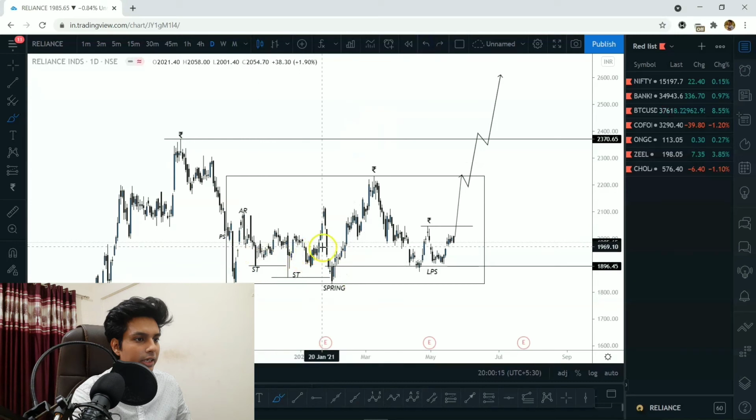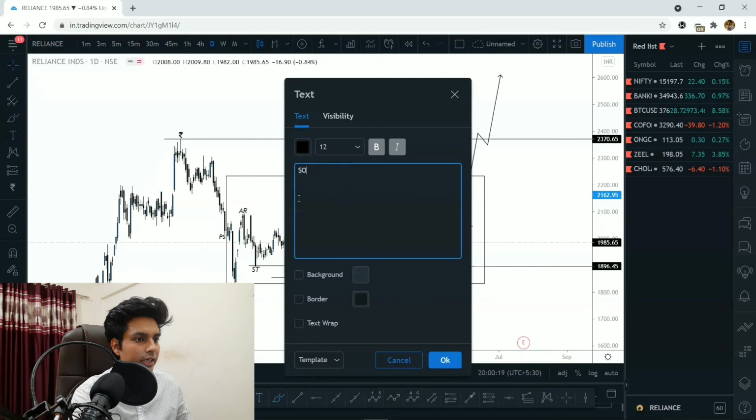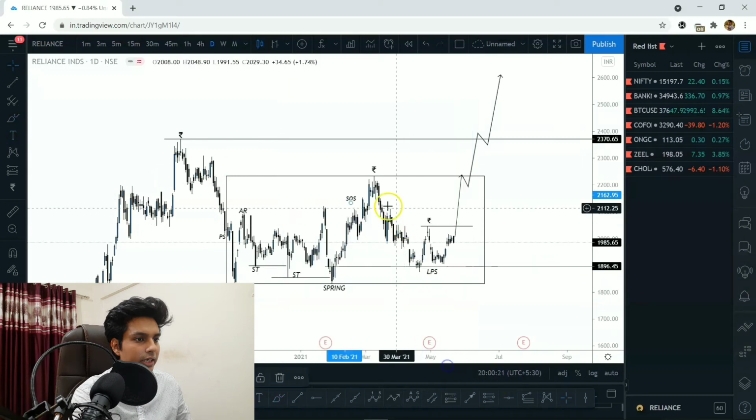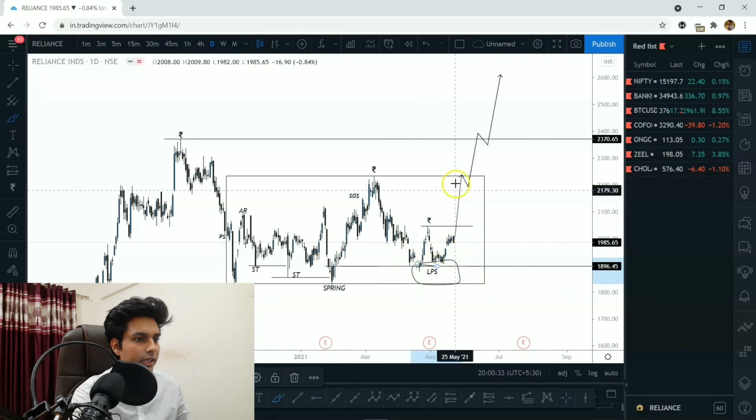Now what the market does, it moves higher. This is what we call a sign of strength. Obviously it has a lot of strength here. That was the reason the price went pretty high. Now after this sign of strength, the market comes back for the last point of support, and this is where we should be in this particular trade, keeping our stop loss somewhere here. So if the market goes below this, get out of the trade.